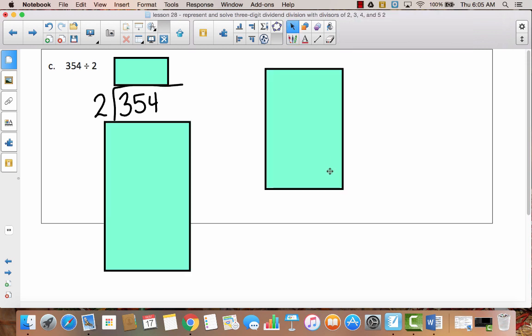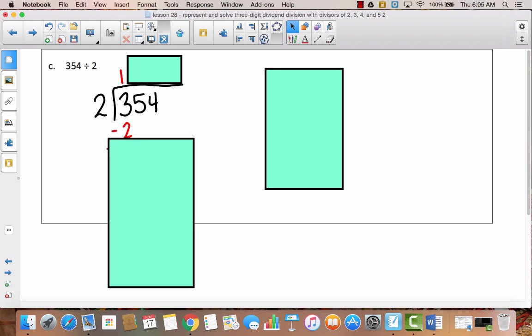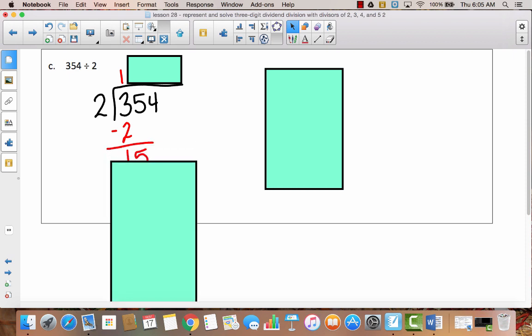Okay, so let's see how you did. So I started with my hundreds. I had 3 hundreds, and 3 hundreds divided by 2 will give me 1 because I can put 3 hundreds into 2 groups with 1 in each group. So I went ahead and subtracted. 1 times 2 is 2. And when I subtracted, I was left with 100. And I took that 100 and I decomposed it into tens, and I added it to these 5 tens.